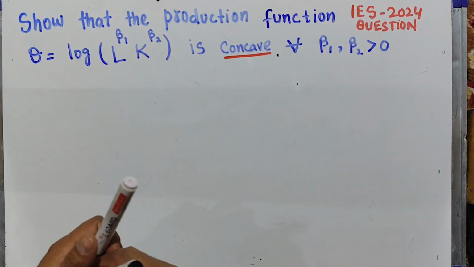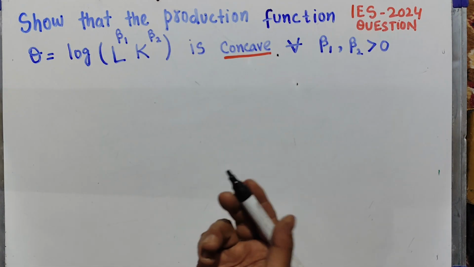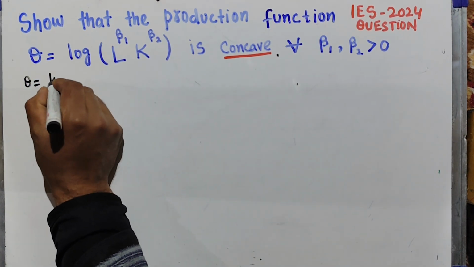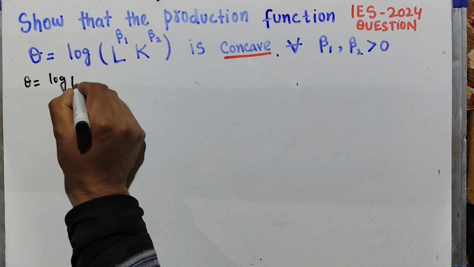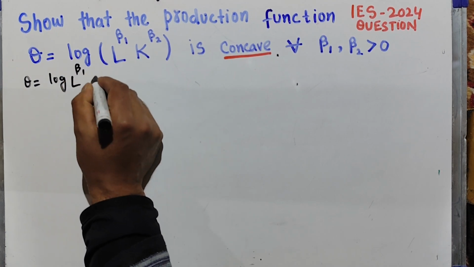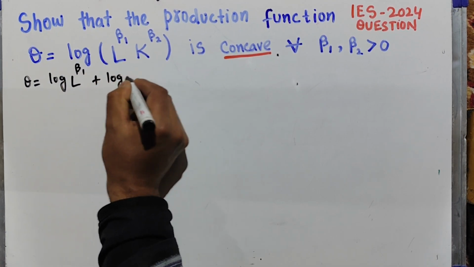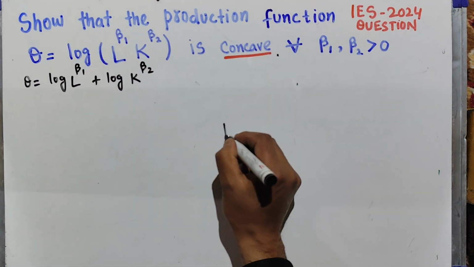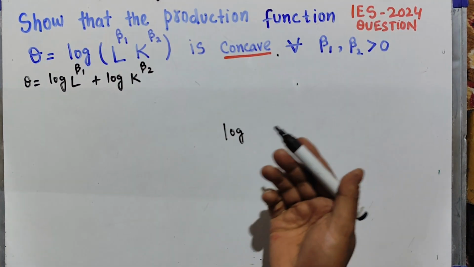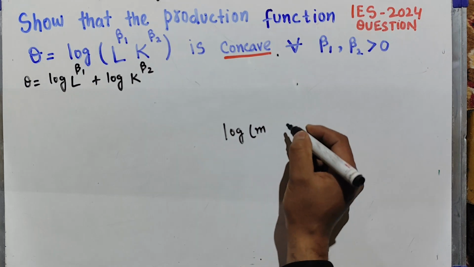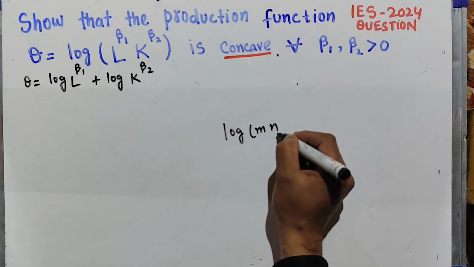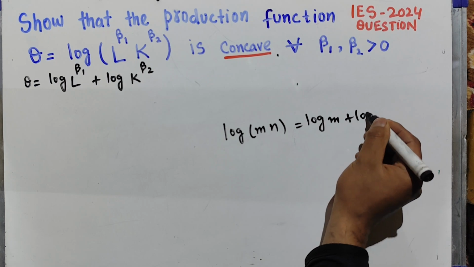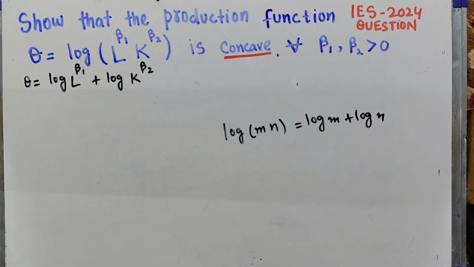First thing, what will we do? We write the given production function, or we simplify it. So can I write Q is equal to log L raised power beta 1 plus log K raised power beta 2? Obviously I can, because we know that from the law of the logarithms, log m times n is equal to log m plus log n. You know it pretty well.